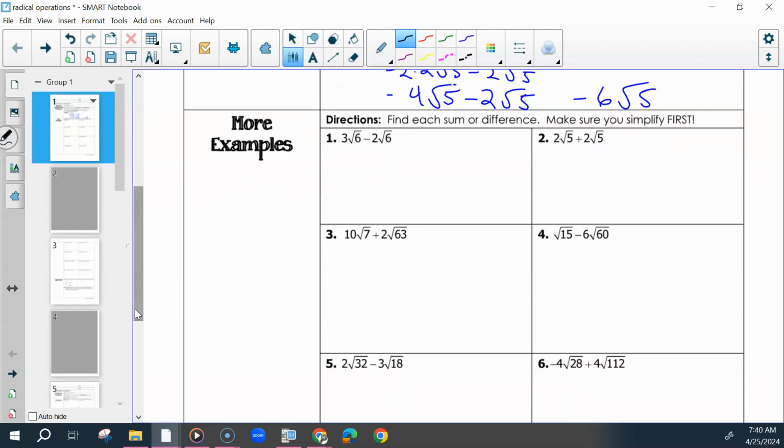Subtraction and adding work the same way. So number 1, 6 cannot be simplified because when you break it down, pairs wouldn't come out. So you would just add or subtract this. So your final answer would be 1 times the square root of 6, or you could just say root 6.